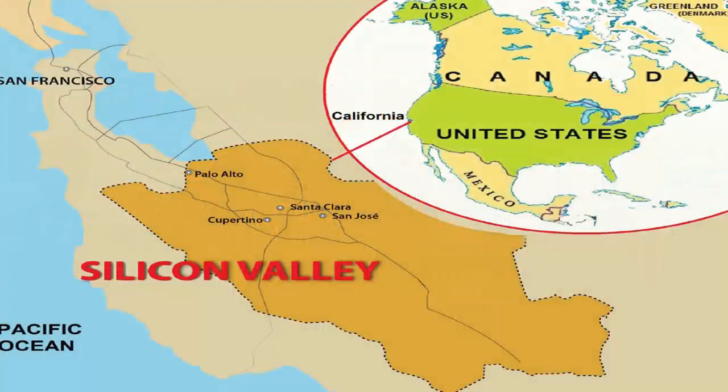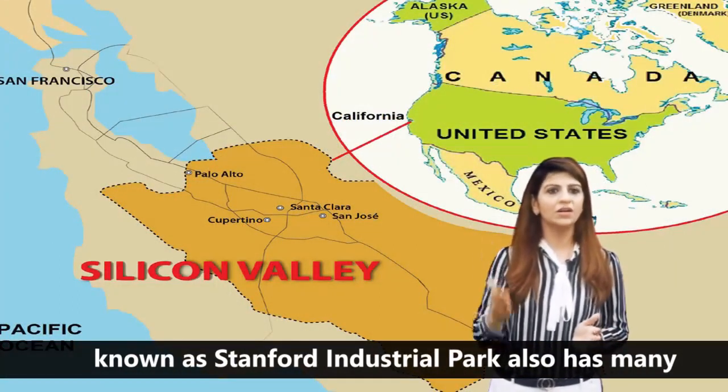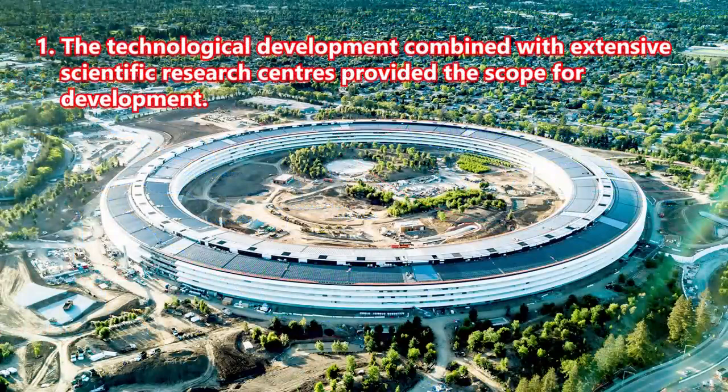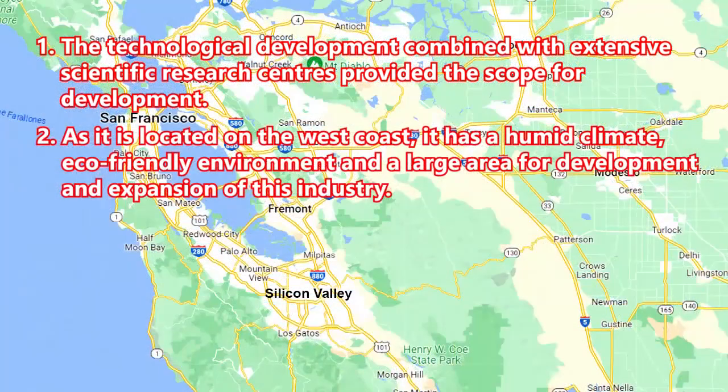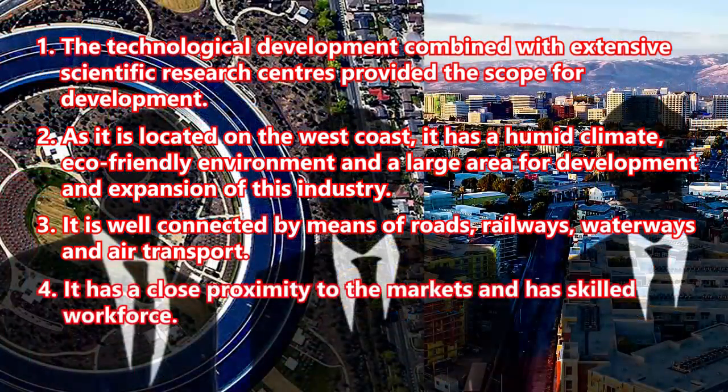Silicon Valley in California. Similarly, the Silicon Valley of California, earlier known as Stanford Industrial Park, also has many facilities for the development of the IT industry. Number one, the technological development combined with extensive scientific research centers provided the scope for development. Number two, as it is located on the west coast, it has a humid climate, eco-friendly environment, and a large area for development and expansion of this industry. Number three, it is well connected by means of roads, railways, waterways, and air transport. Number four, it has a close proximity to the markets and has skilled workforce.